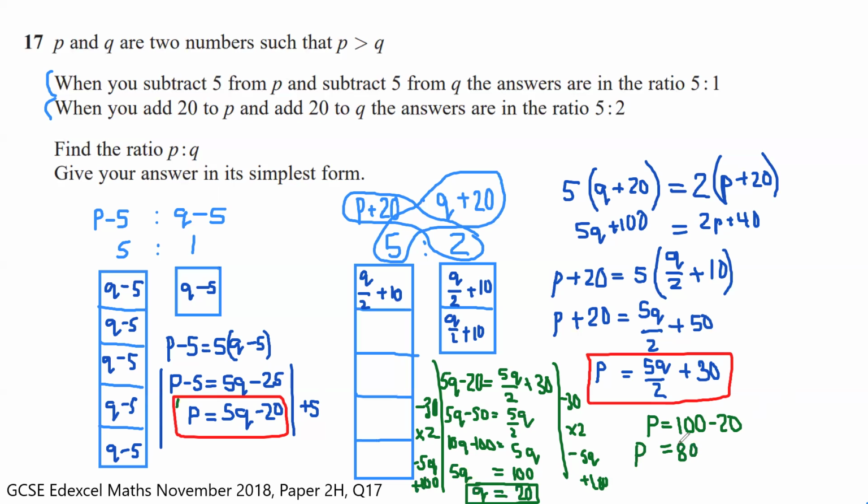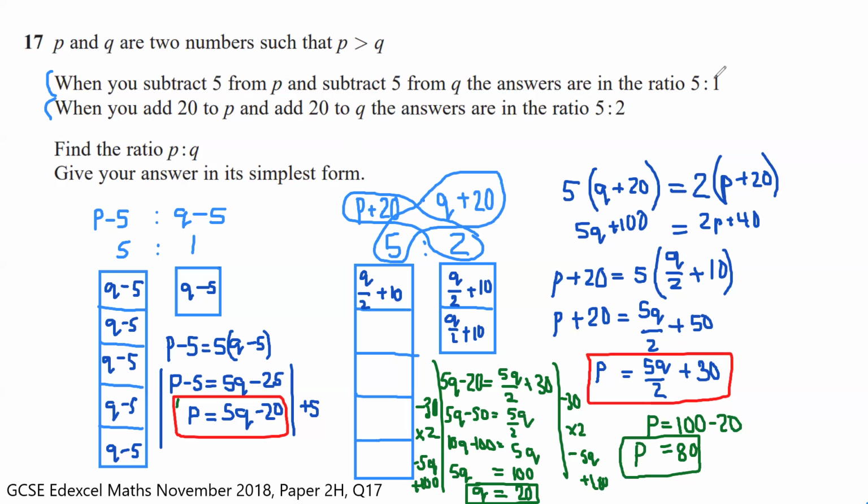Okay. Now, I feel like I'm pretty much done, but I'm going to go back to the question and just check that I've answered everything and everything fits. Okay. We've got p and q are two numbers such that p is greater than q. Good. p is 80, q is 20. That fits that first bit. When you subtract 5 from p and subtract 5 from q, we're going to end up with 75 and 15. The answers are in the ratio 5 to 1.